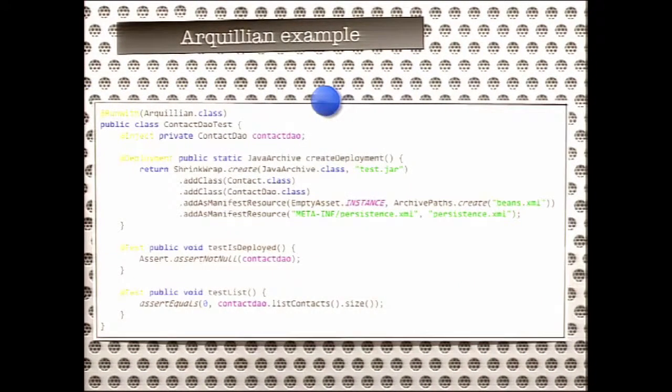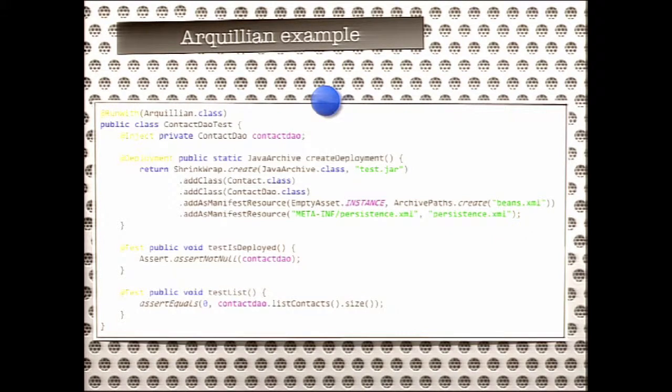Let's take an example. This is Arquillian. Well, this is a test in Arquillian. So basically this is just JUnit. The only difference is we annotated with @RunWith(Arquillian.class) at the top, so that Arquillian can actually control the life cycle. The next thing we have to do in Arquillian is define a deployment method.